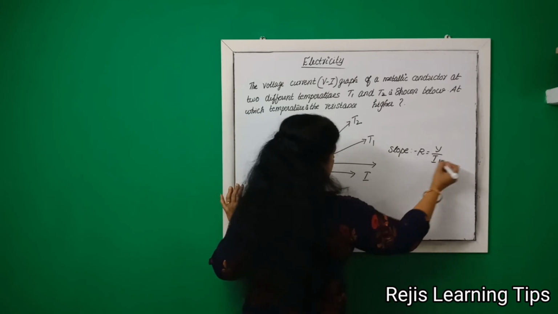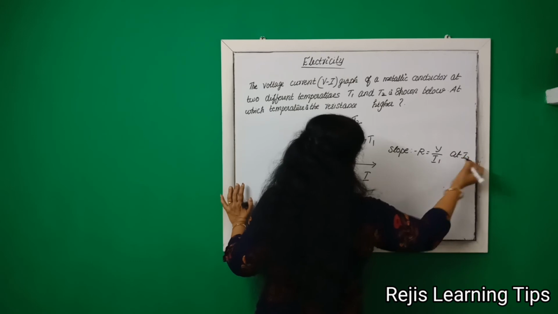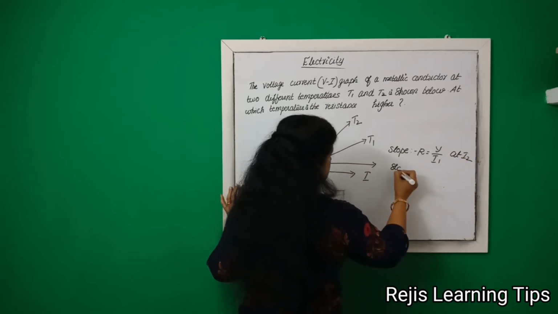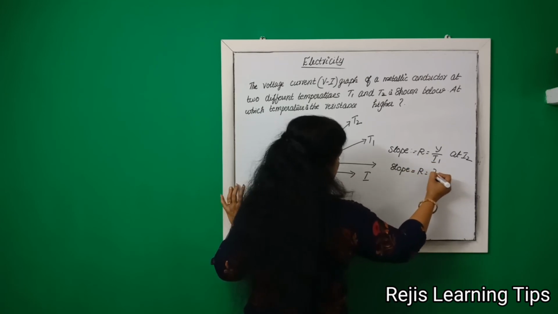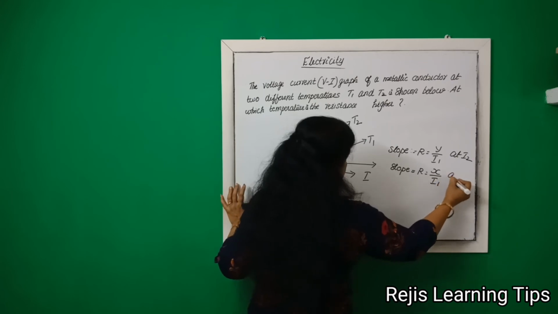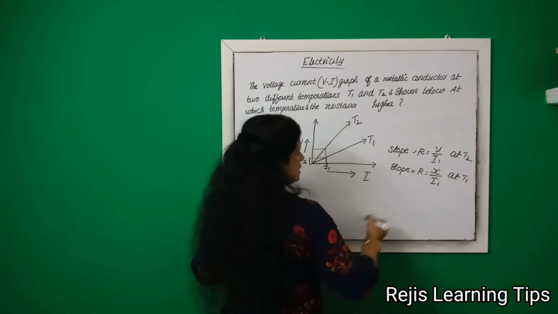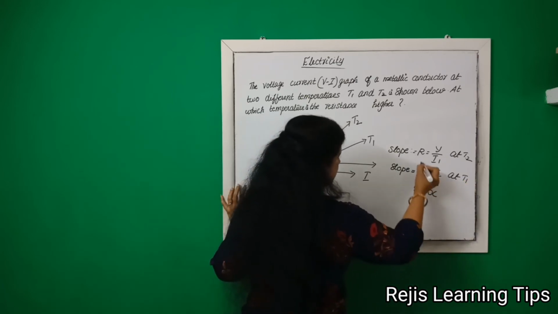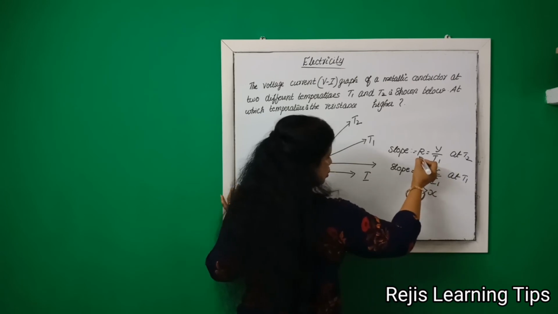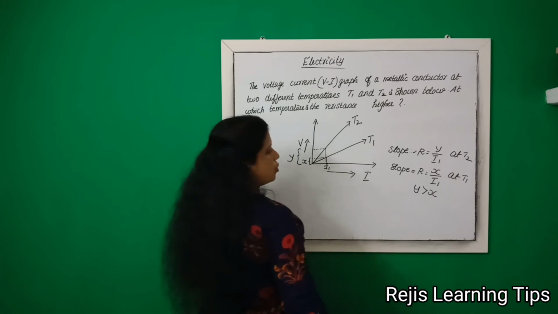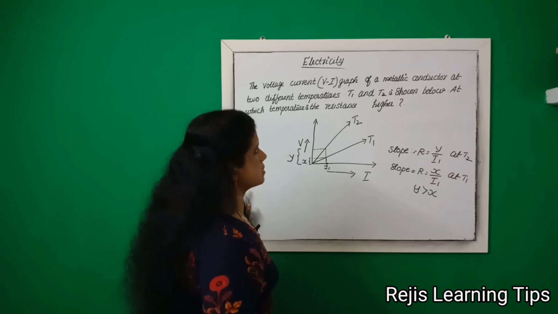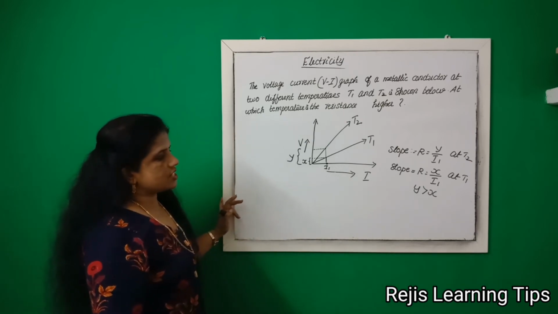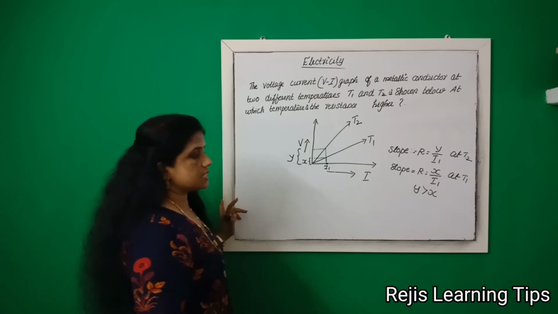At temperature T2. Then in the second case, slope, that is R, is equal to x divided by I1 at temperature T1. In this case, y is greater than x, so we can say that the slope of graph T2 is greater than the slope of graph T1. That means resistance is greater at temperature T2 than at temperature T1.